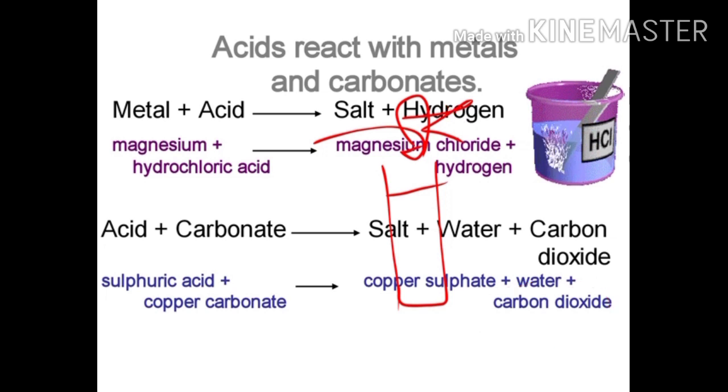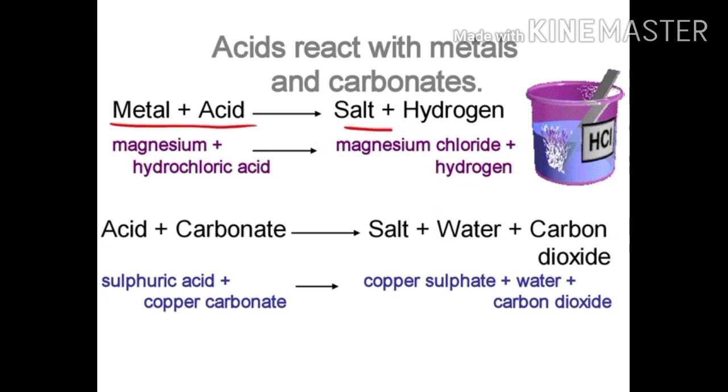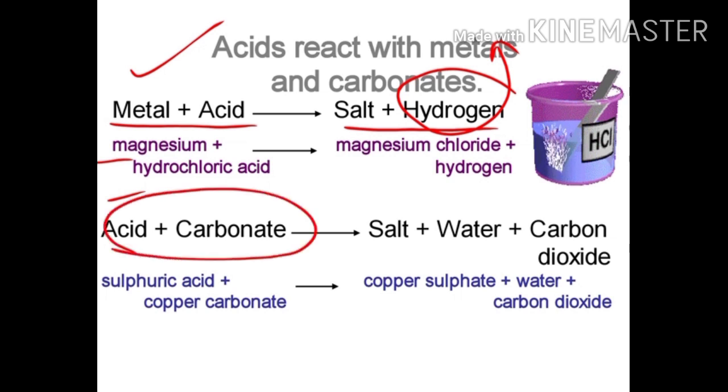Let's revise this reaction again. As I told you, metal plus acid gives us salt and hydrogen gas. Hydrogen gas will liberate out. We have many examples for this. Acid plus carbonate, if it reacts with carbonate, you are going to get salt, water and carbon dioxide. This was the very basic reaction.